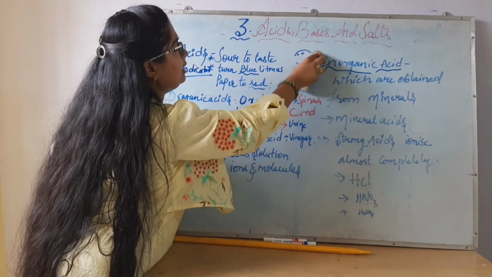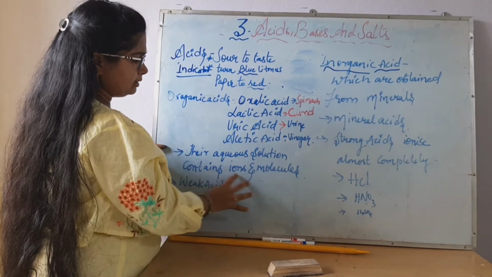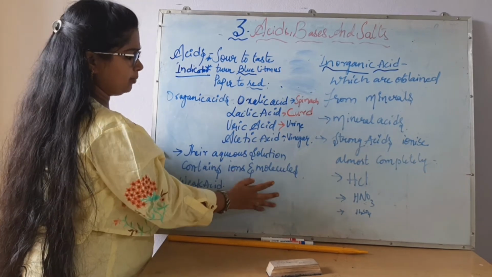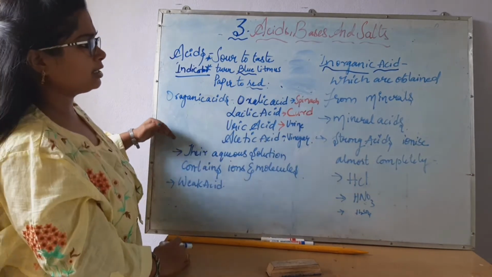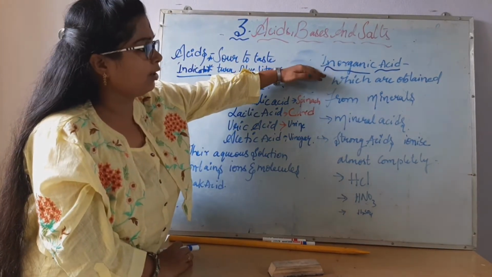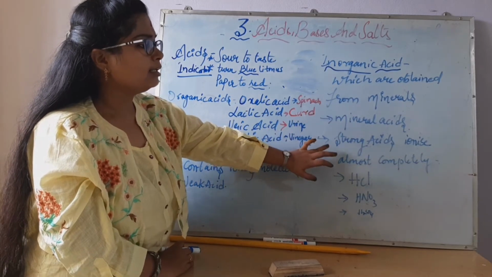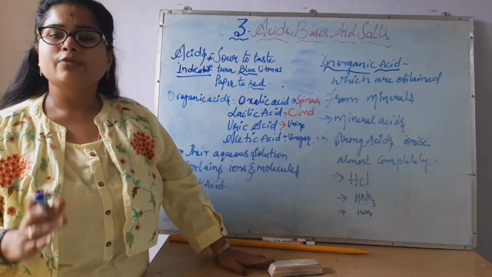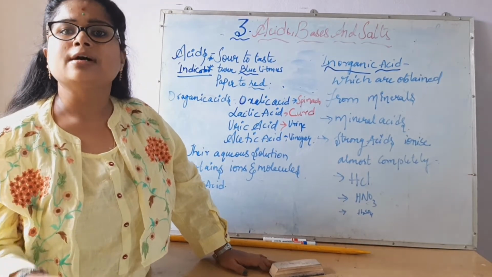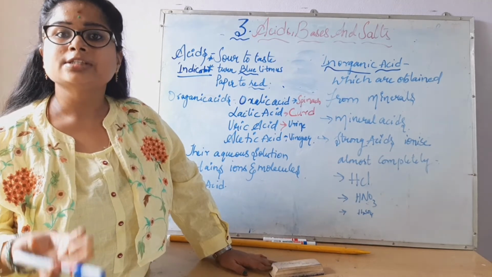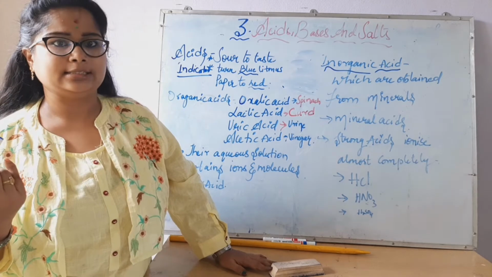Like that. In this, there are ions and molecules. What are these ions and molecules, and how can we know? I will tell you next. Inorganic acids, which are obtained from minerals. These are very strong acids which we get from the minerals, like hydrochloric acid, nitric acid, sulfuric acid, H2SO4, HNO3. These all are acids.